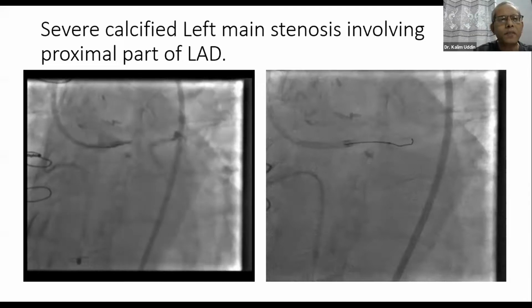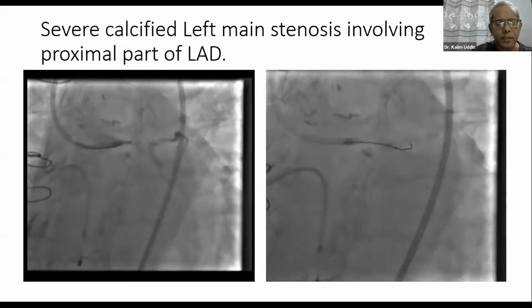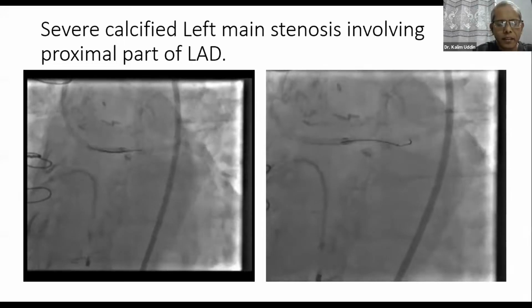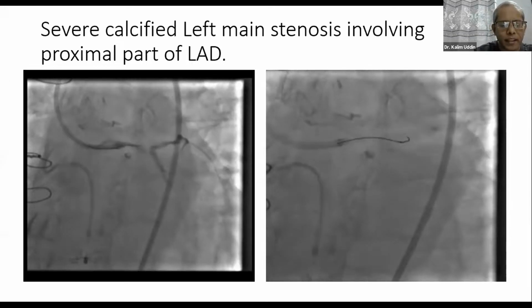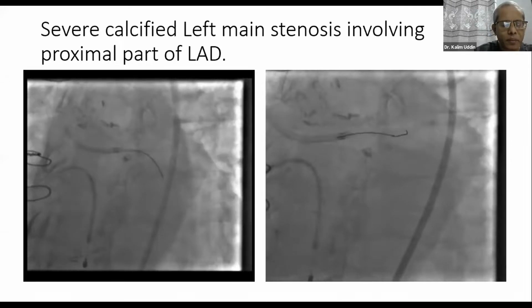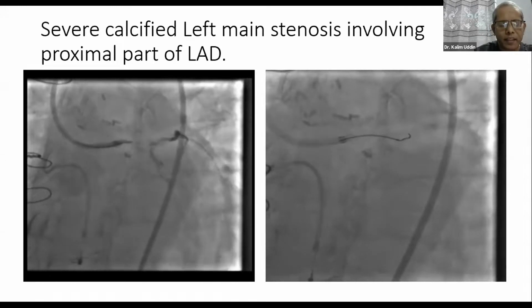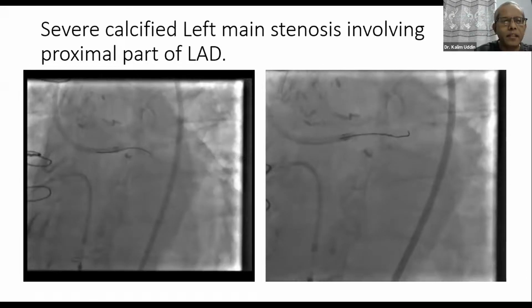Now, severe calcified left main stenosis involving the proximal part of the LAD. Coronary artery calcification, especially in the left main coronary artery, imposes a big challenge for PCI in terms of vessel rigidity and device delivery difficulties. Rotablation, with the ability to differentially ablate calcified and fibrotic plaques, is particularly useful in these lesions.